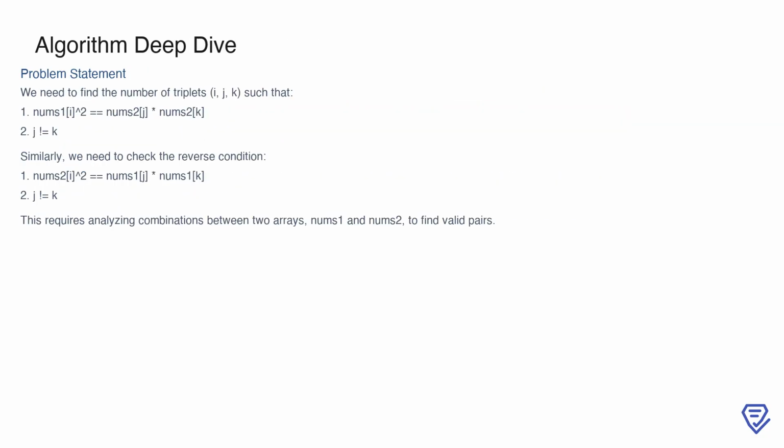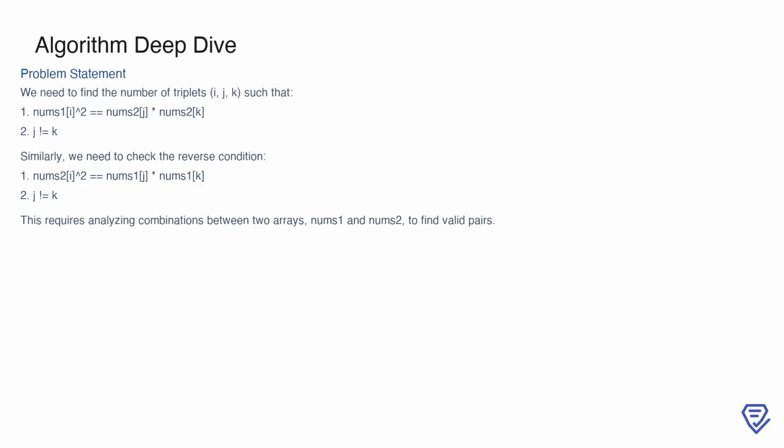In this problem, we are tasked with finding the number of triplets across two arrays, nums1 and nums2, that meet specific mathematical conditions. First, we check if the square of an element in nums1 equals the product of two distinct elements in nums2, ensuring the indices of those two elements are not the same. Similarly, we reverse the check, determining if the square of an element in nums2 equals the product of two elements in nums1, again ensuring distinct indices for the product pair. This requires us to carefully analyze the relationships between the elements in both arrays and systematically count the valid combinations that satisfy these conditions.